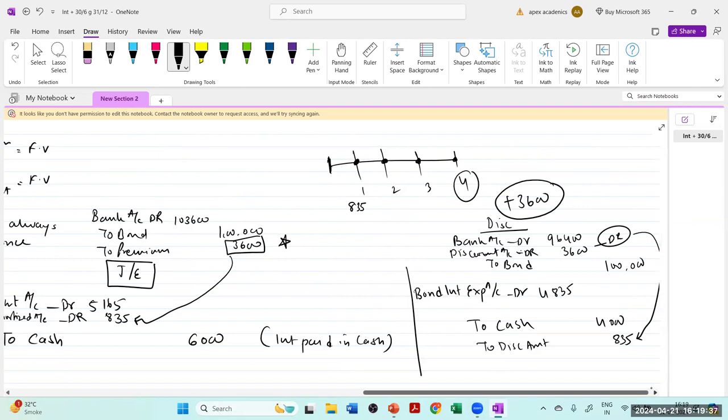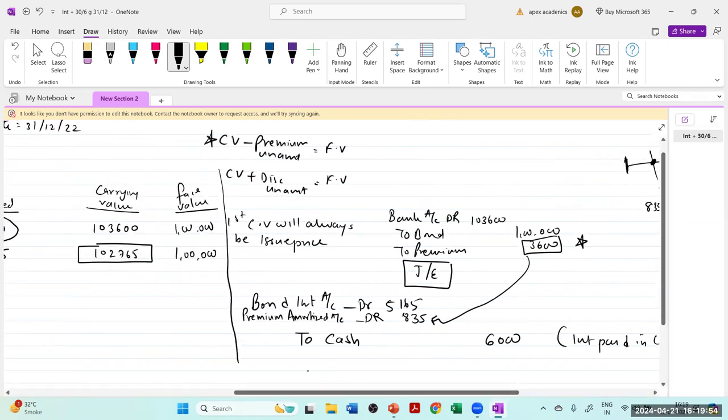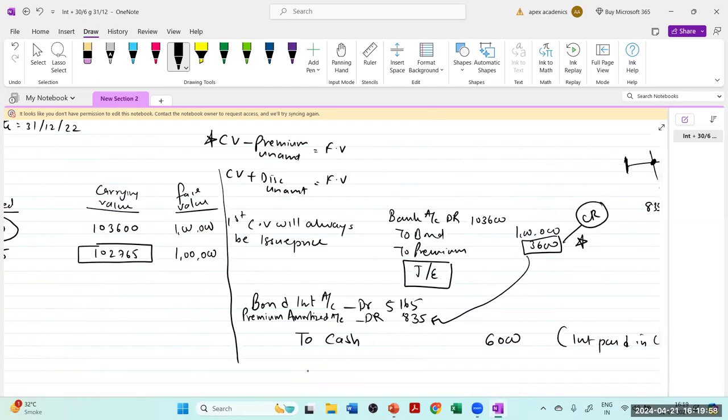Why? Because discount has already hit my P&L. And at one time, I cannot allow that much expense to hit my P&L. So I have to reverse that expense over a period of time. How much am I reversing? In the case of discount, 835. In the case of premium also, I'm reversing 835 only. But you need to appreciate that this is sitting where? In the credit.